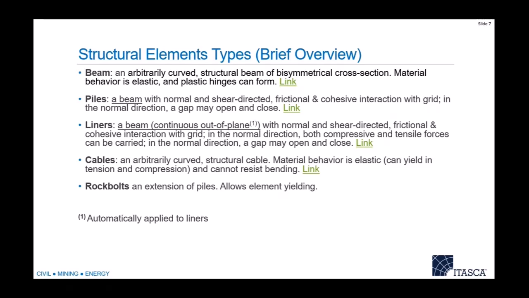Bisymmetrical cross section. The material is elastic, and you can introduce plastic hinges. So a lot of times when we're talking about structural elements, we're going to distinguish elastic elements versus plastic elements. Now, plasticity is a very important part of finite elements, any finite element code. But right now in FLAC2D, we do not have plasticity for these structural elements. You do in 3D, but that logic has not been ported over yet. In fact, I'm doing that right now.